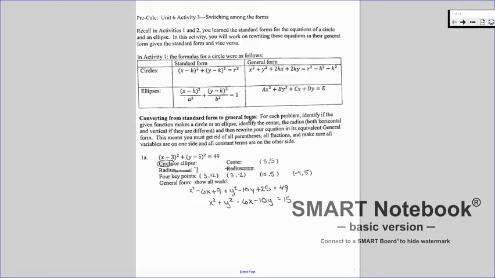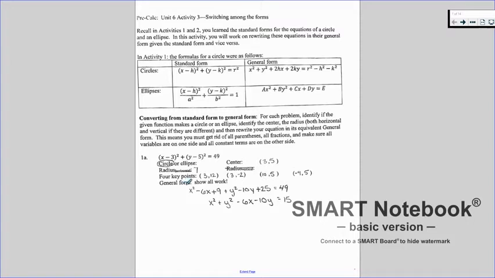Converting from standard form to general form, identify what we want for the circle and the ellipse, the center, the radius, and then we're going to rewrite that in general form. So for question 1A, we see that this is a circle, matches up with our standard form up here. The radius is the square root of 49, so it's 7, and that's both horizontal and vertical. The center is going to be (3, 5). And then for 4 key points, we can go 7 units right, left, up, and down. Those would be 4 points that are on the circle.